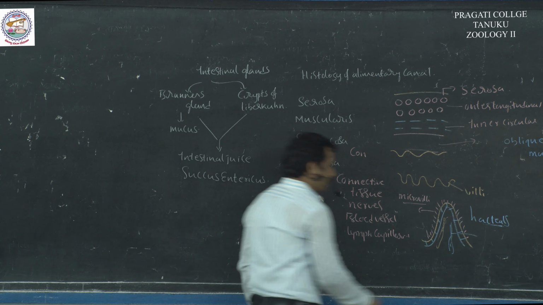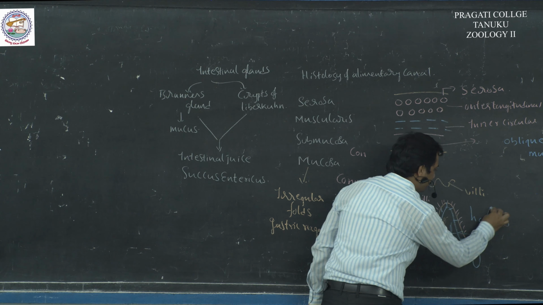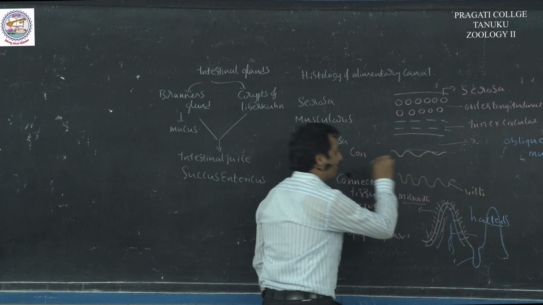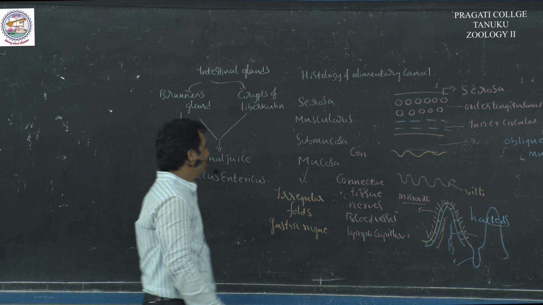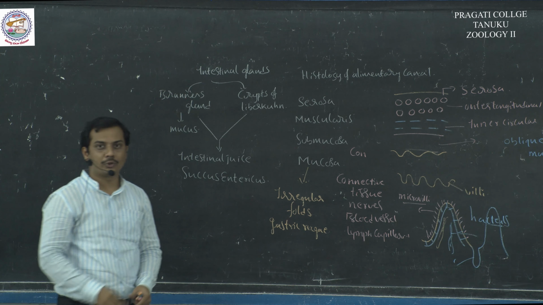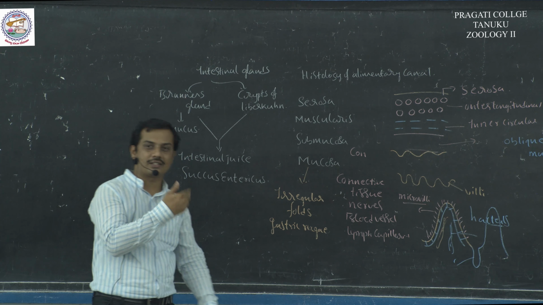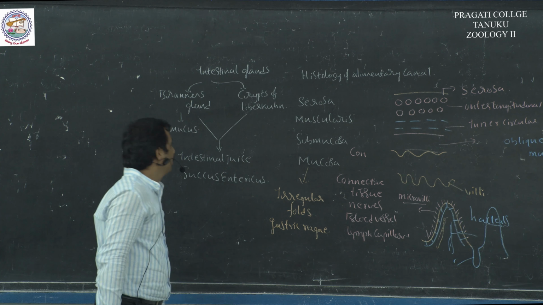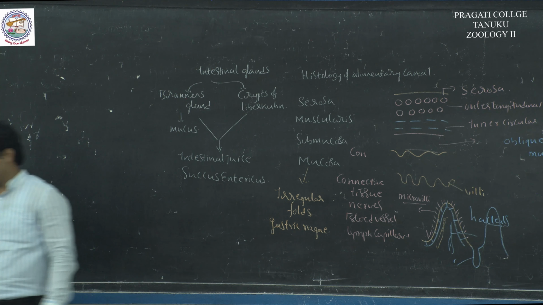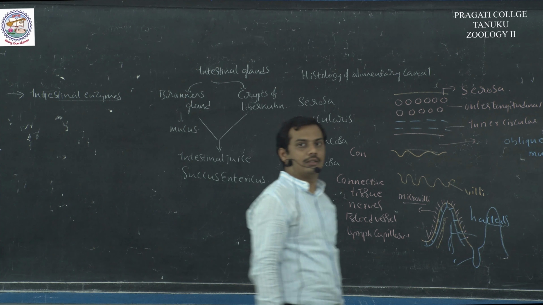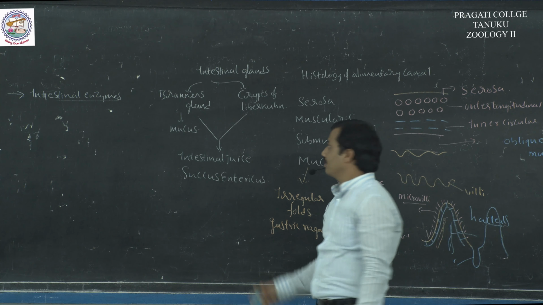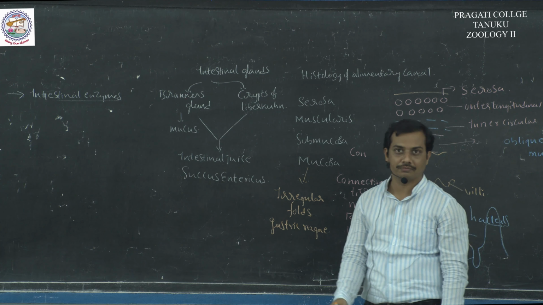At the base of the villi, we can find crypts of Lieberkühn. This is called crypts of Lieberkühn, which are involved in production of the intestinal enzymes, which we will learn in the next class. Let us discuss the intestinal enzymes that are produced from the crypts of Lieberkühn.